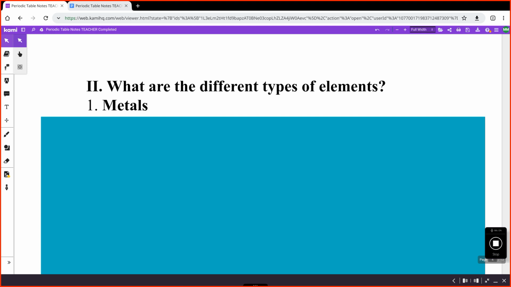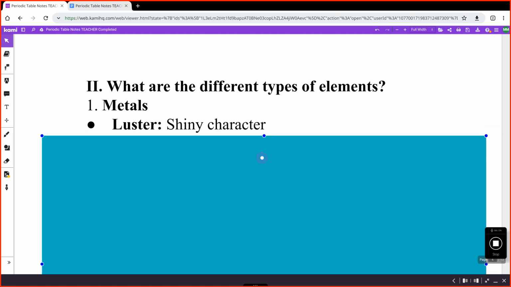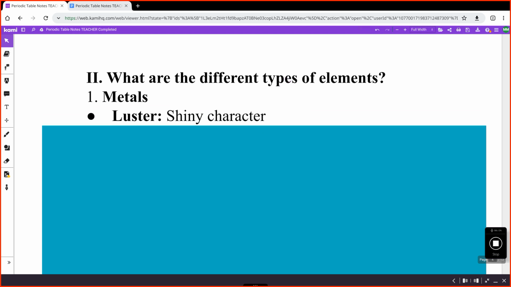It's kind of hard to say something's a metal without saying that metals are shiny. Okay, so the word that we use to describe the shine of a metal is called luster. Every metal is shiny. Now, granted, sometimes metals are not shiny when they're rusted, but when every metal is as clean as it can be, it will be a shiny thing.